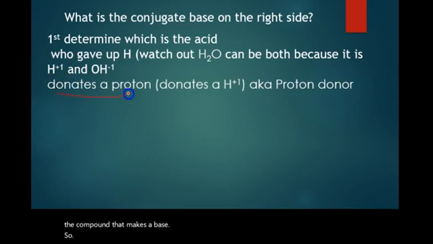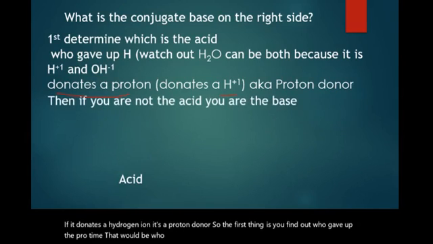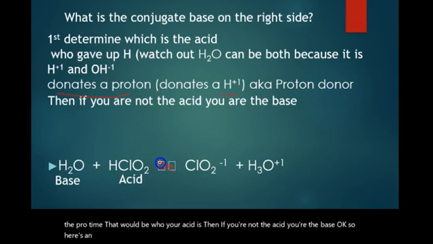So if you are a proton donor, if it donates a hydrogen ion, it's a proton donor. So the first thing is you find out who gave up the proton. That would be who your acid is. Then if you're not the acid, you're the base. Okay. So here's an example. I'll pretend that's a reaction arrow. It didn't format correctly.